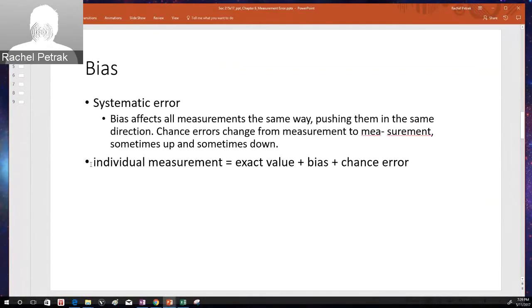And so we can refine our understanding of individual measurement by factoring in this additional piece. The individual measurement is whatever the exact value is, plus that chance error we previously discussed, and now bias, which would be systematic.